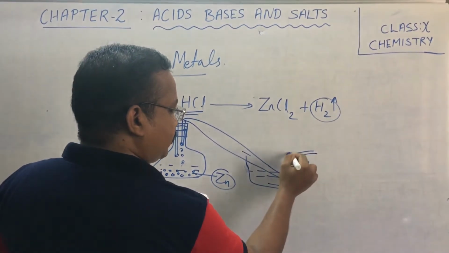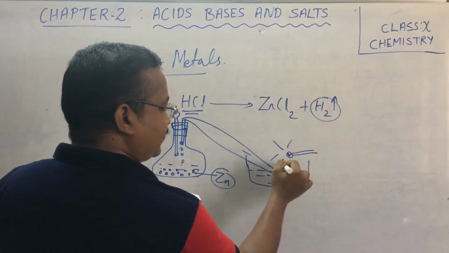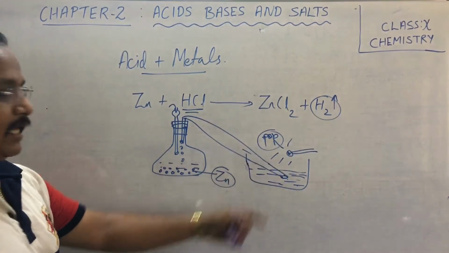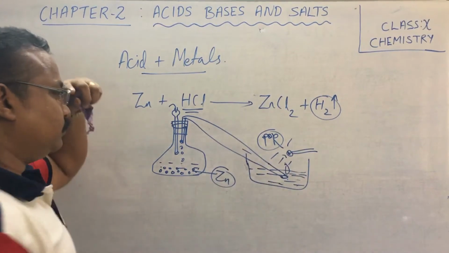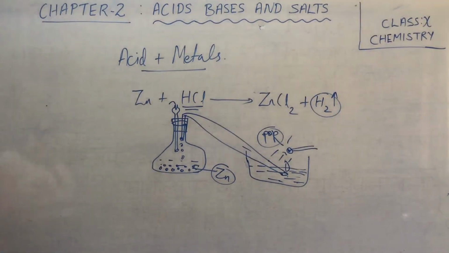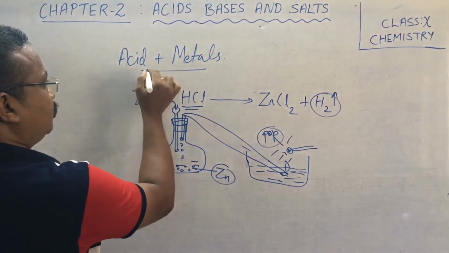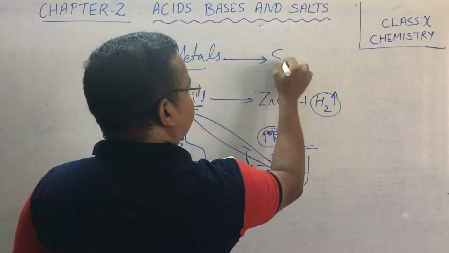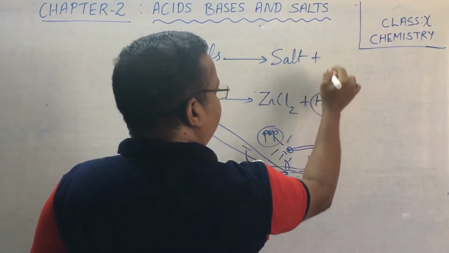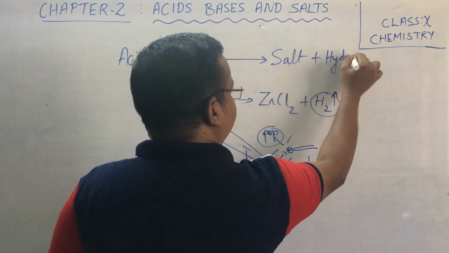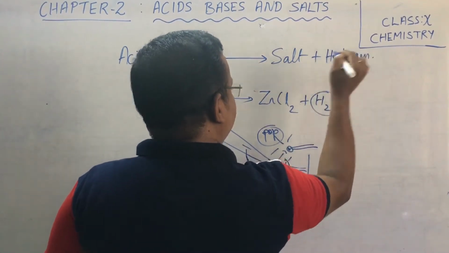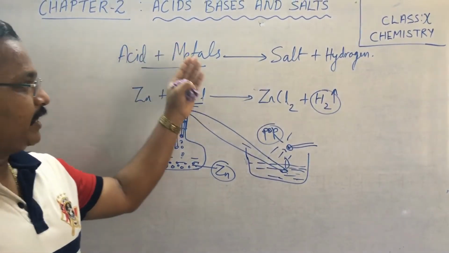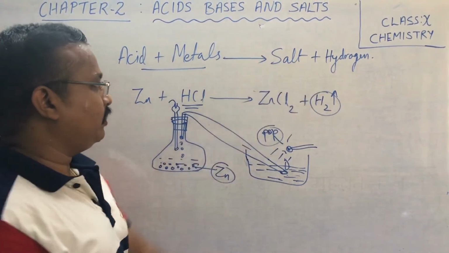If you keep on burning a matchstick, a pop sound is produced. That indicates that hydrogen gas only is evolving out. So this is a perfect example. We can say that on reaction of acids with metals, acids react with metals to produce salt and hydrogen gas. So this is the first chemical reaction of acids. Acids react with metals to produce salt and hydrogen gas.